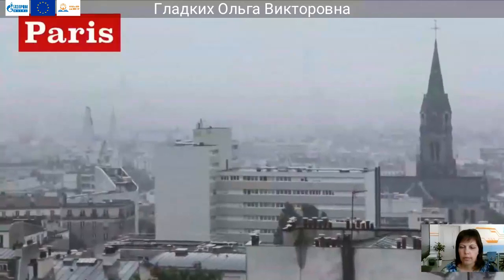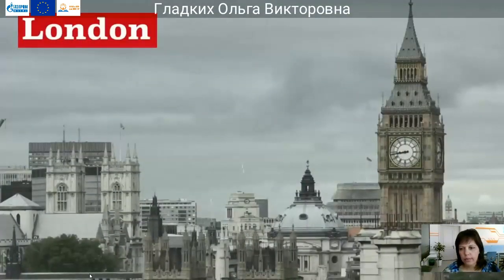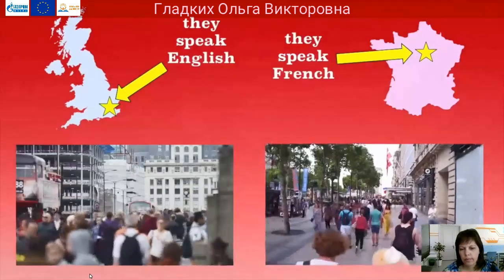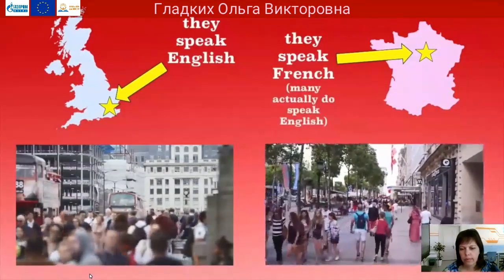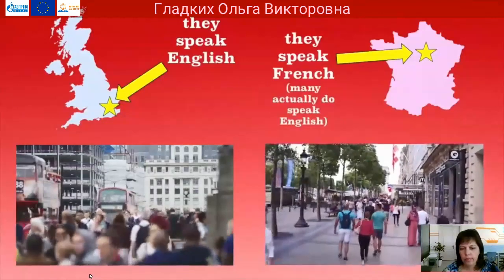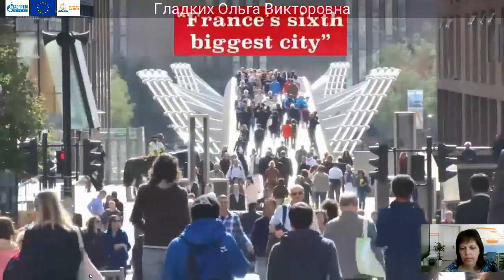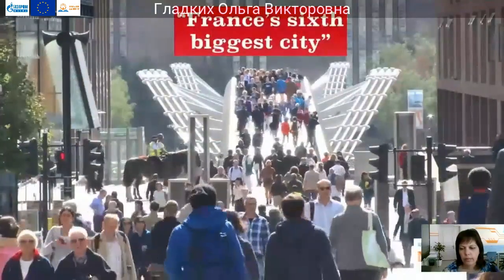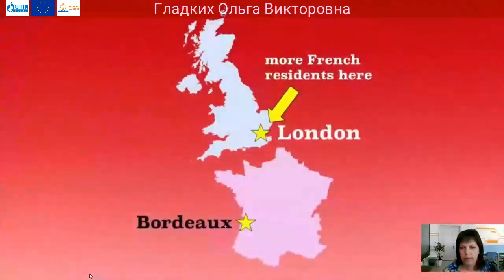This may surprise you, but Paris actually gets more rain than London overall. London has more of the lightly spitting on you type of rain and maybe seems gloomier with less sunny days and more fog. They speak English in London and French in Paris. Actually, a lot of Paris residents do speak English. They often just pretend like they don't understand you speaking in English. London often jokingly gets called France's 6th biggest city due to having such a large French population. In fact, more French folks live in London than in Bordeaux.